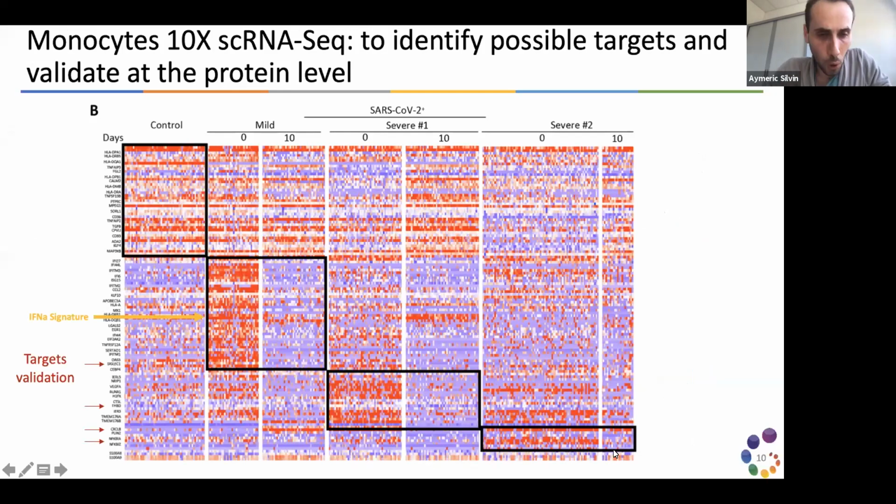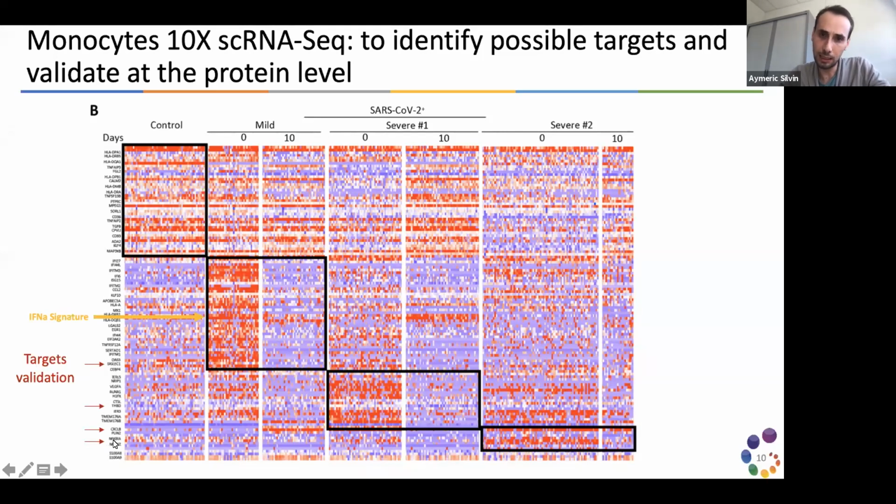Then we focused also on the monocytes by single cell. And here again, in mild patients, we could observe a very strong interferon alpha signature at the day that the person presented itself at the emergency with symptoms. And after 10 days, the person didn't have any more symptoms and was completely fine. And this signature was completely lost in the monocytes. In comparison, one of the genes that was overexpressed and which is an interferon alpha inducible gene was CYTEK-1. And you will see later, we tried to validate it using the Aurora cytometer.